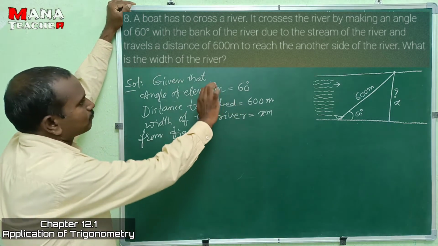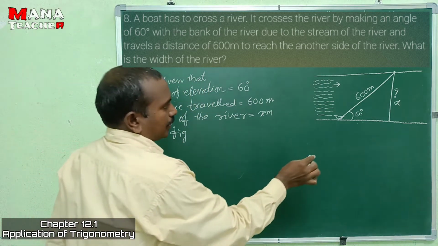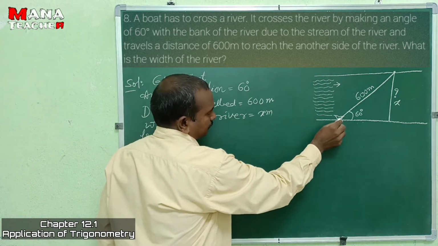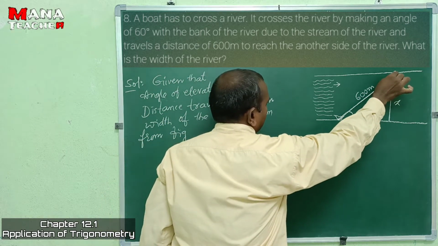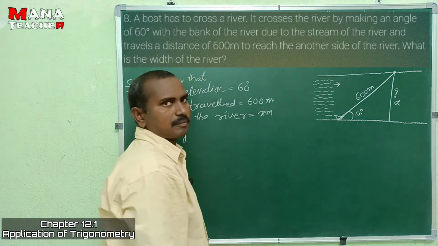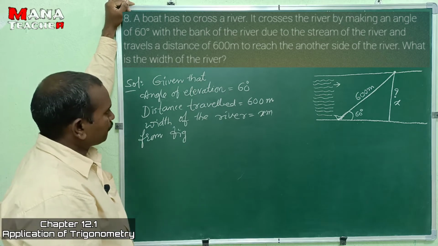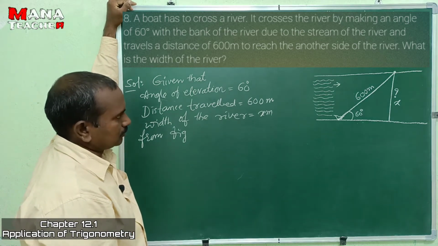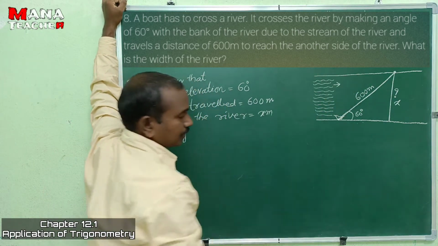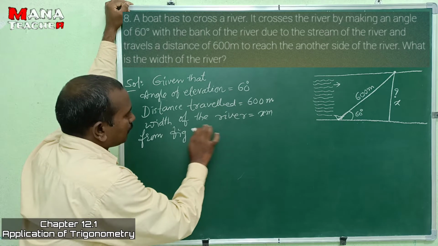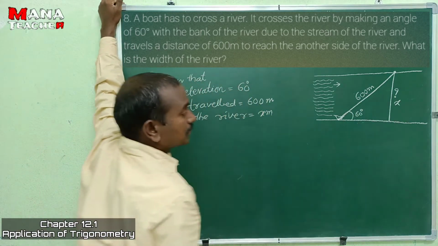So, question done. Now the diagram. So this is the river. Here the boat starts, and reaches the other side of the river. This is the ending point on the other side of the river. Now the angle of elevation is 60 degrees and the distance travelled is 600 meters from this edge to that edge. Let the width of the river be x meters. So this is x. You have to find out x.